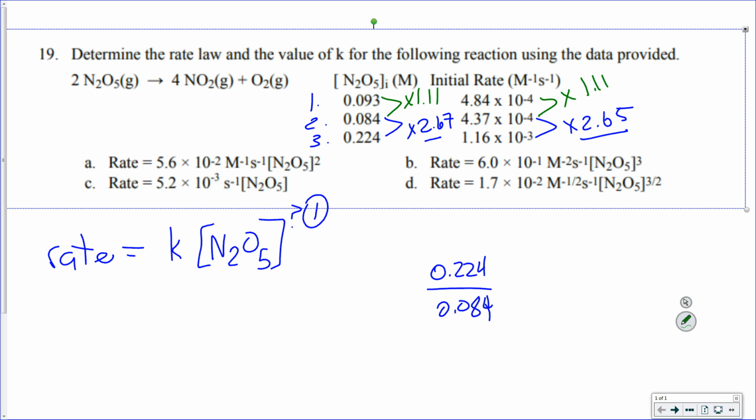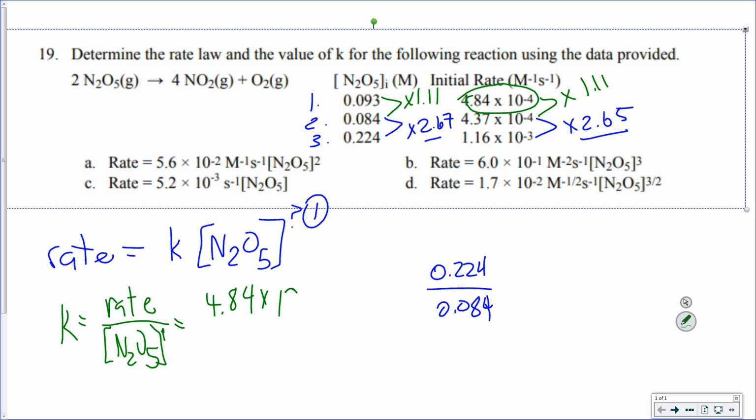To answer the second part of the question, once we've determined the order, you could use any of them to determine the value of K. I would choose reaction number 1 just because it's the first one on the list. K is going to be the rate divided by the concentration to the order, which we know is first. So I would just take the rate, 4.48 times 10 to the minus 4th, divided by the concentration.